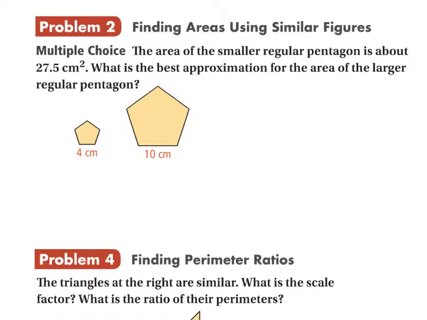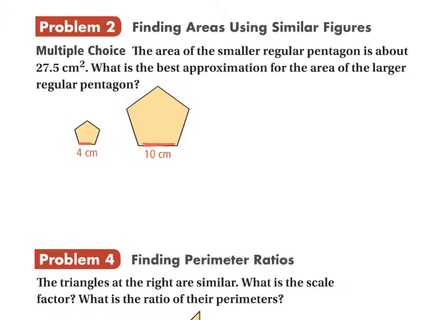Problem number 2 says the area of the smaller regular pentagon is about 27.5 square centimeters. What is the best approximation for the area of the larger regular pentagon? Well, they're talking about area, and they give us side lengths of these 2 pentagons, but a couple of things are wrong here. One thing's wrong is that we've never talked about how to find the area of a pentagon before. So does that mean we can't work this problem? No, because we can find the scale factor of these 2. We have corresponding side lengths.